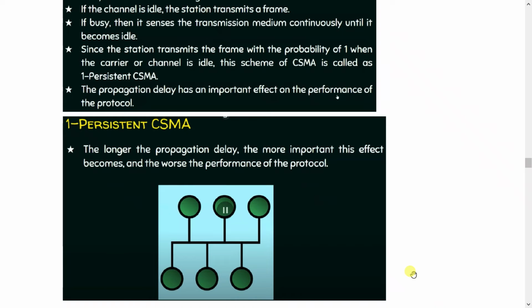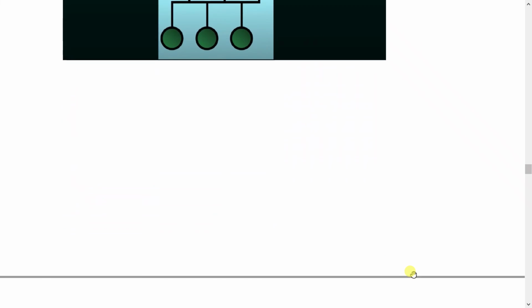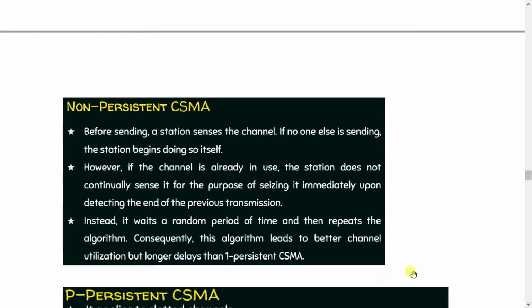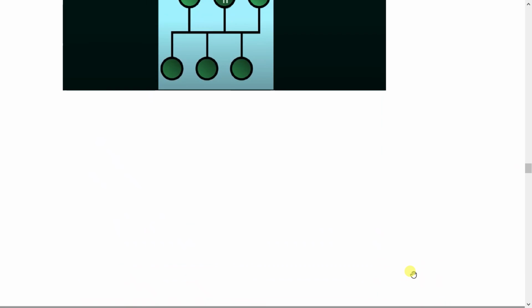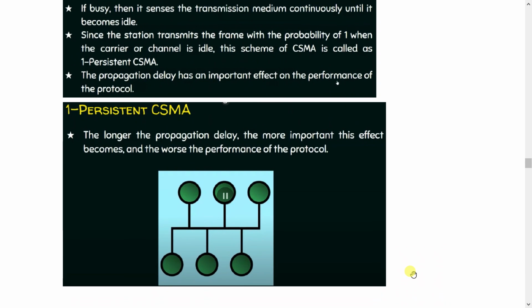Because by the time of sensing the channel and finding it idle, another node might be just right now preparing to transmit its data, and because of propagation delay, the node was not able to sense whether the medium is busy or not. And therefore, the longer the propagation delay, the more collisions you will get and the worse the performance of the protocol. So this is one important issue. So this is related to one persistent CSMA.